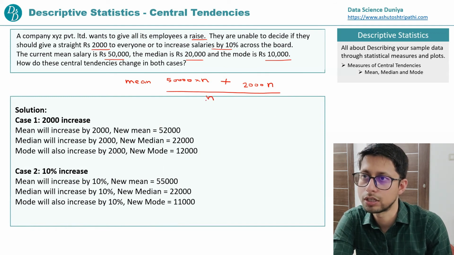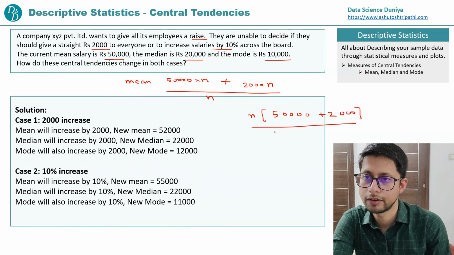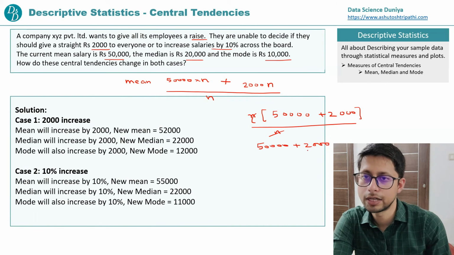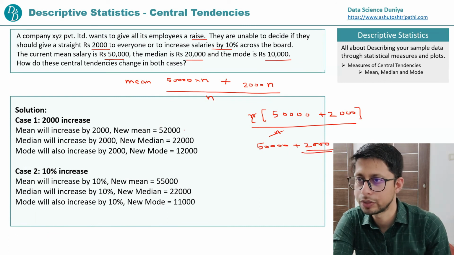So what will the new mean be? You can take n common: 50,000 plus 2,000, and divide by n. The n cancels out. So the new mean will be 50,000 plus 2,000. So the mean will be incremented by 2,000. That's where I got 52,000, right? Similarly, if you apply the formula for the median, then the median will be incremented by 2,000. So the new median will be 22,000 and the new mode will be 12,000.